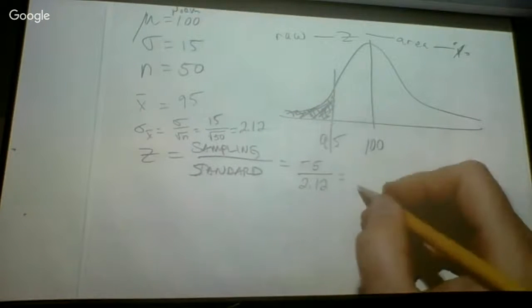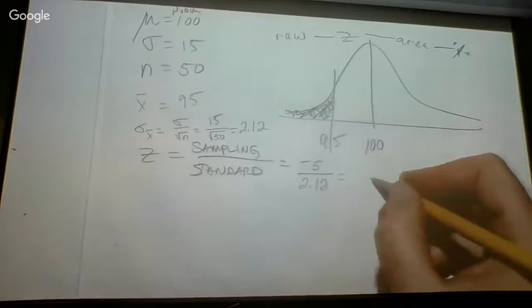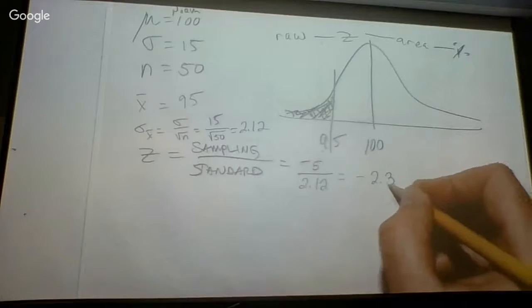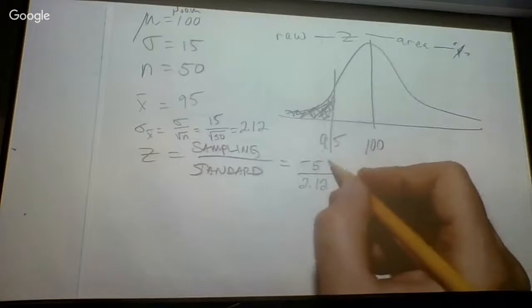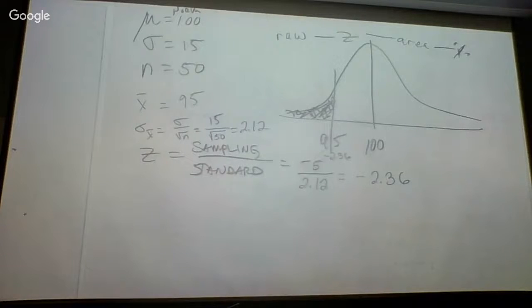So -5 divided by 2.12 should give me something about -2.36. So my z-score, -2.36. Okay, that's a pretty small z-score.